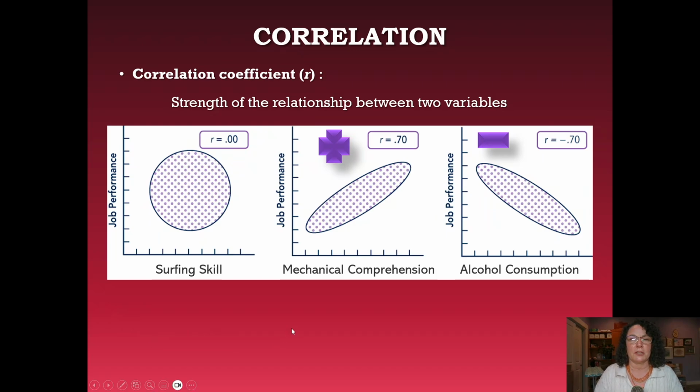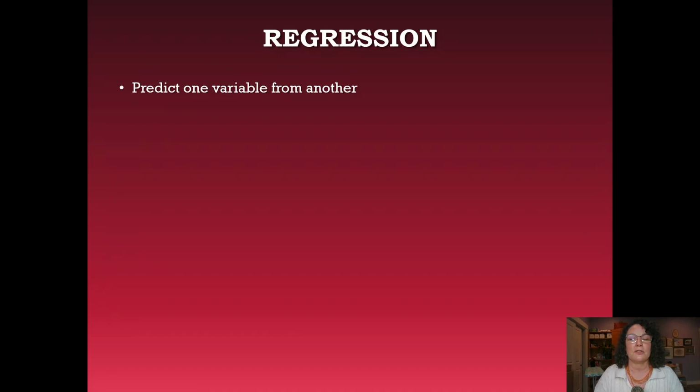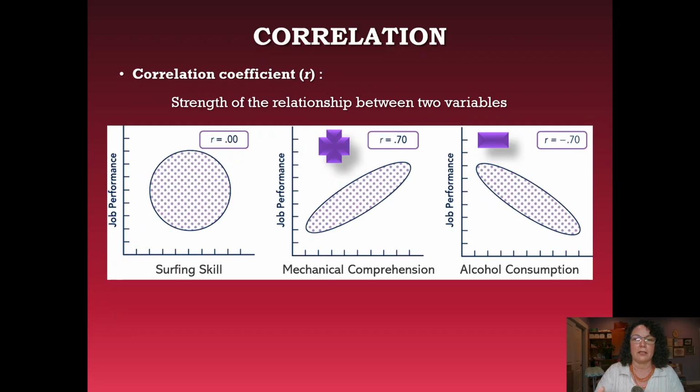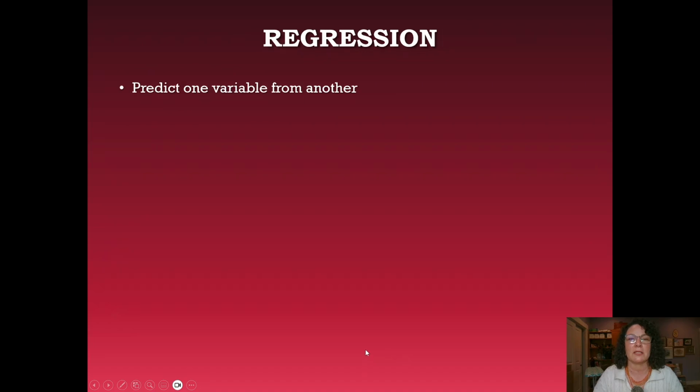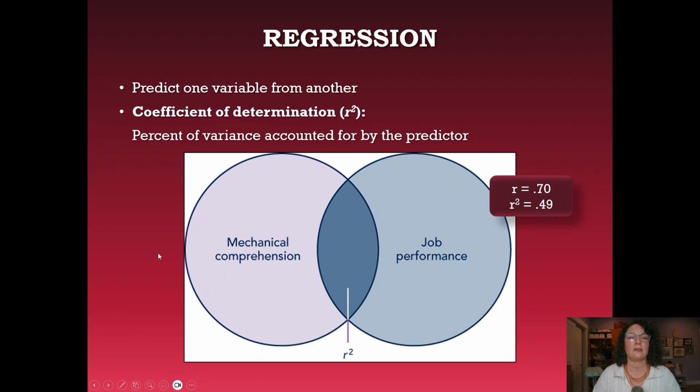This is what correlations can tell us: that these two variables go together. It doesn't say why, it just says that they do. It allows us to establish which variables might be related to each other. Now, if we discover that a variable goes with another variable, like mechanical comprehension or alcohol consumption goes together with job performance, we might want to perform a regression analysis on that, which is going to allow us to predict one variable from the other.